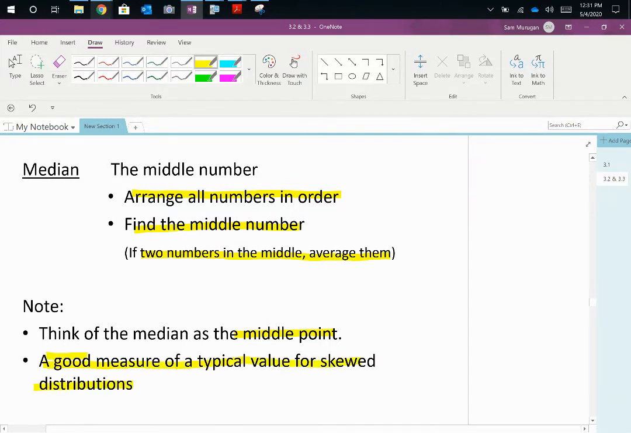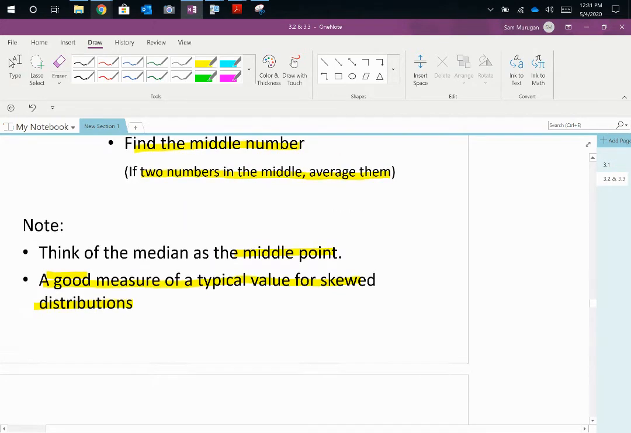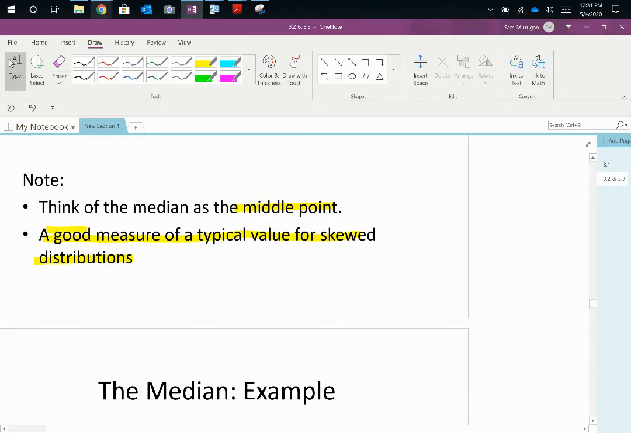Remember how we can't use the mean? You know, the mean is a good measure for data that is not skewed, that is uniform. But if the data is skewed, then the median is a better measure.